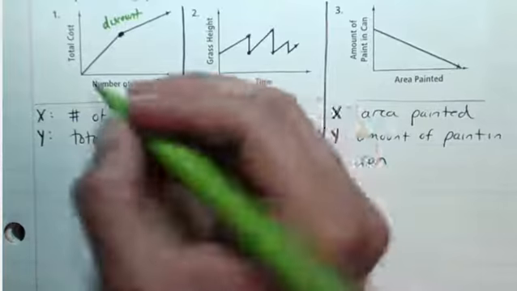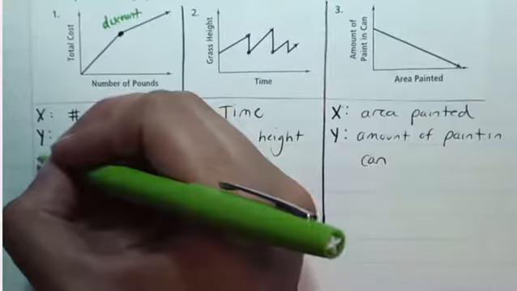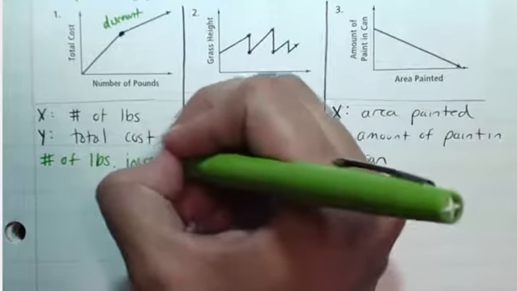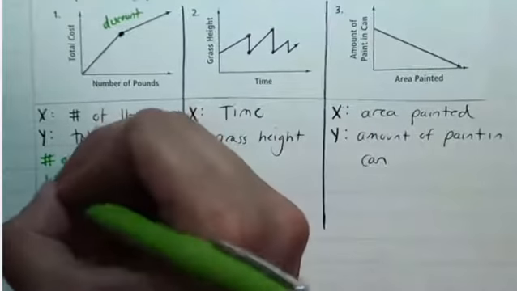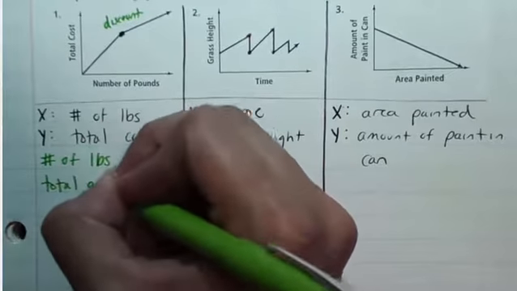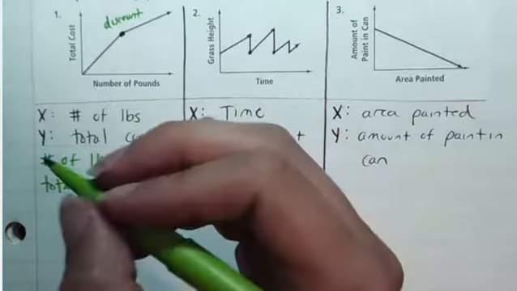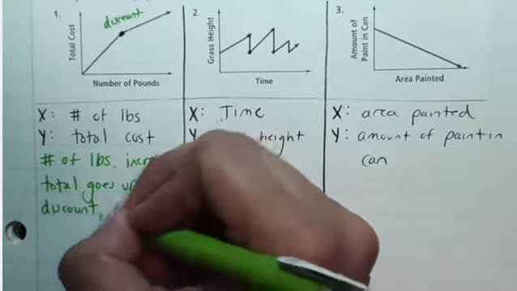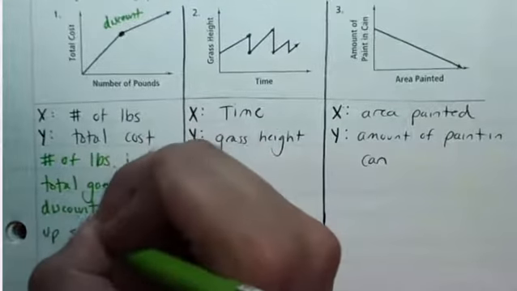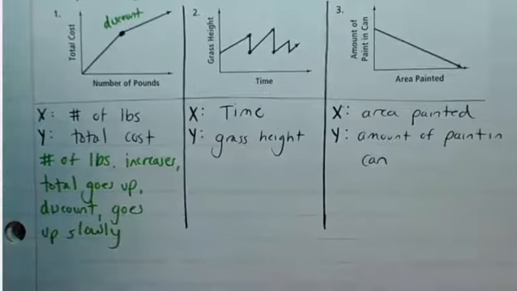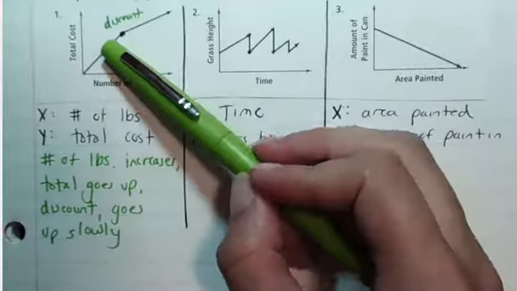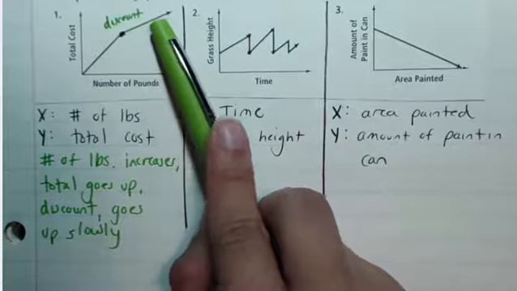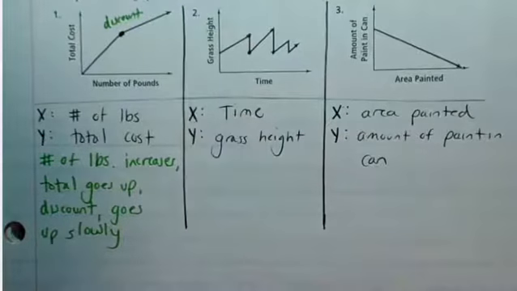So what I would say for this one, and you could have had something totally different, but that's what I came up with, is as the number of pounds increases, the total keeps going up. And then there's a discount, and then it just goes up slowly. So that's how I would describe or analyze this graph. As the number of pounds increases, my total keeps going up, but then I hit a discount mark, and then it goes up slower, not as rapidly quick or fast.